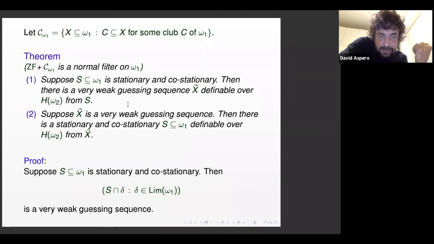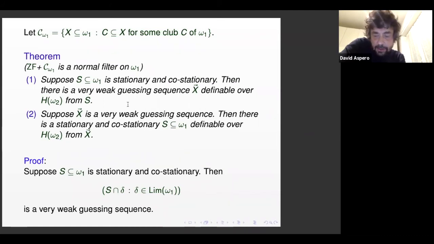One direction is easy, because if S is stationary and co-stationary, then simply look at the sequence of intersections, S intersection delta for delta a limit ordinal, and that will be a very weak guessing sequence. So this direction is trivial.